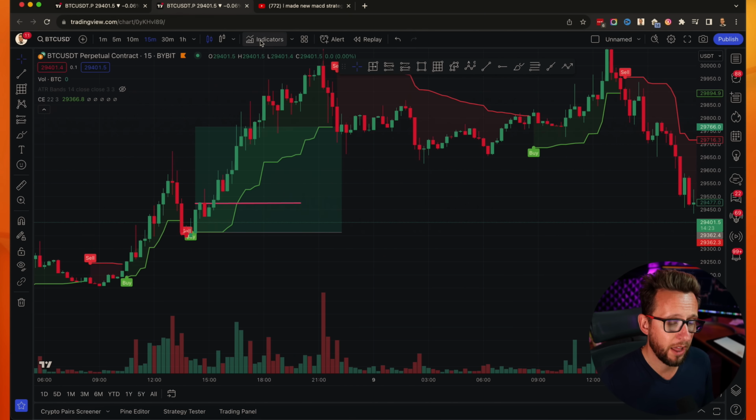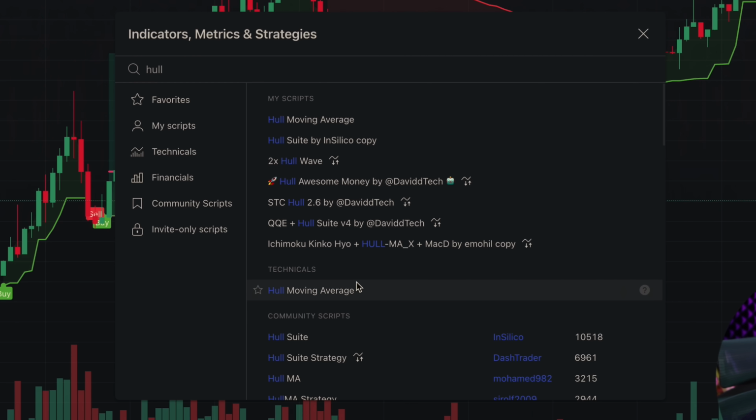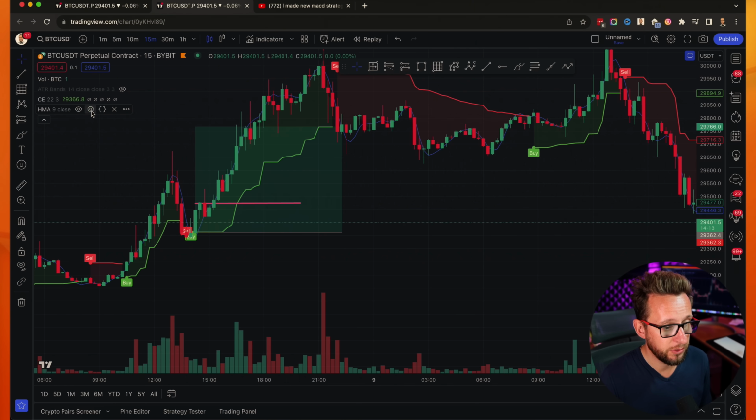I've also got one other final indicator that I found that worked extremely well with this, and that is the Hull MA, which is this indicator here. It's the Hull moving average. I'm going to be setting that one to 300.